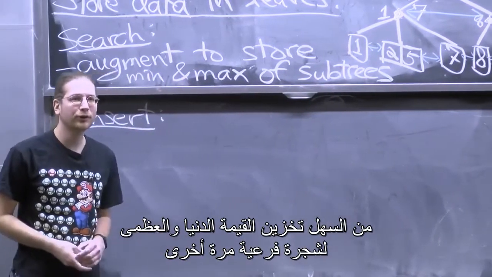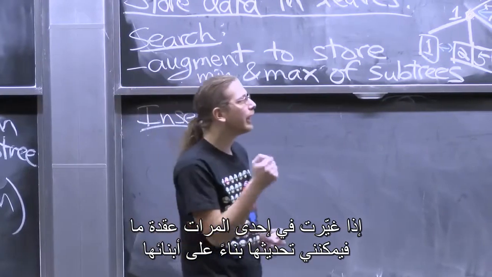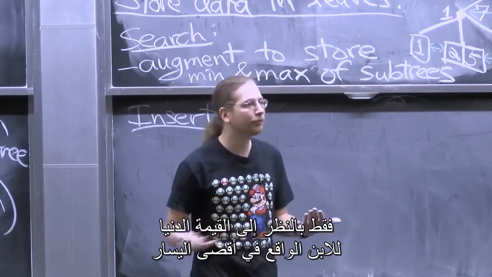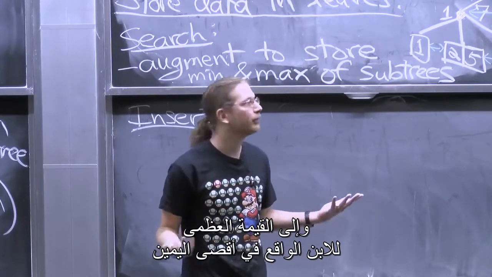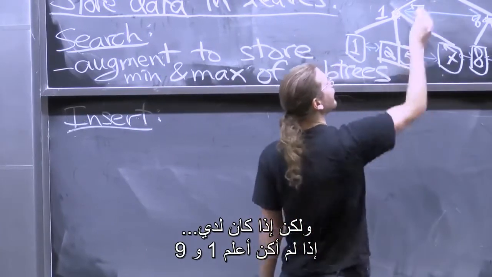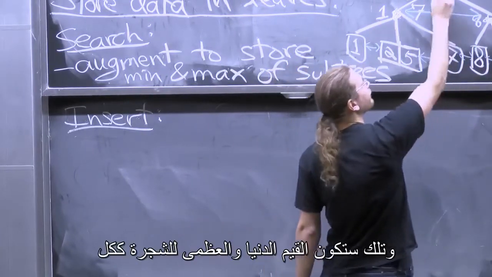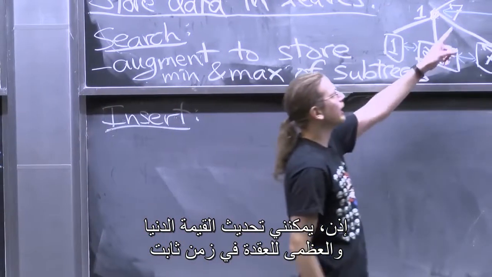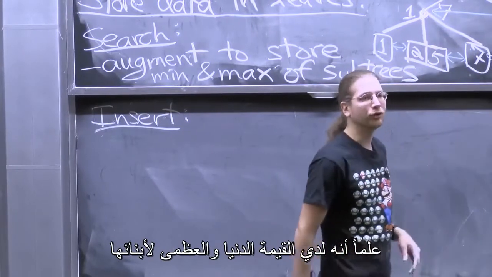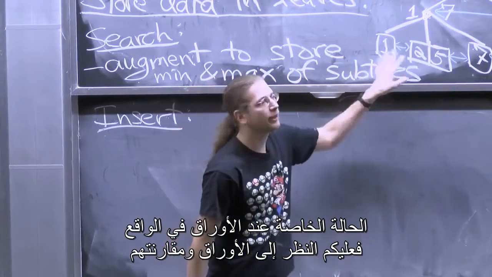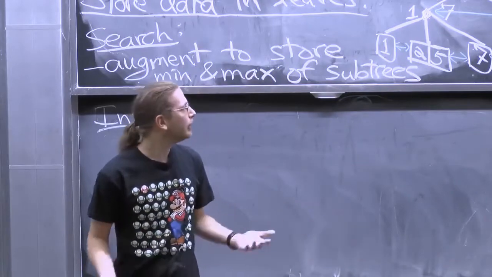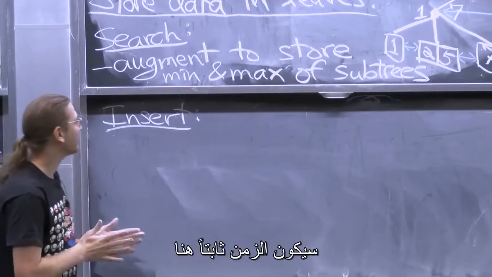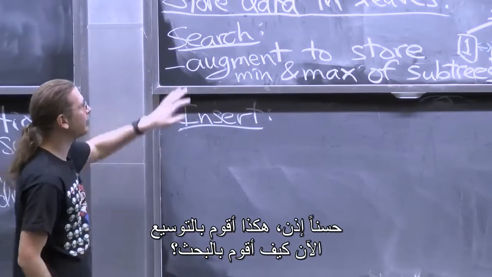Again, min and max of subtrees are easy to store. If I ever change a node, I can update it based on its children just by looking at the min of the leftmost child and the max of the rightmost child. Right? If I didn't know 1 and 9, I could just look at this min and that max, and that's going to be the min and the max of the overall tree. So in constant time, I can update the min and the max of a node given the min and the max of its children. Special case is at the leaves. Then you have to actually look at keys and compare them. But leaves only have at most 2 keys, so pretty easy to compare them. Constant time. OK, so that's how I do the augmentation.